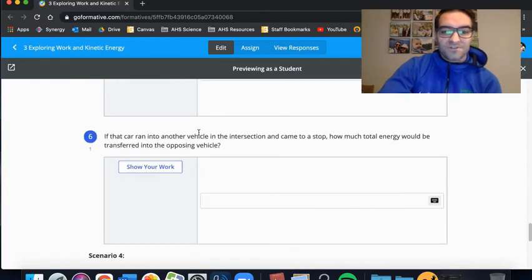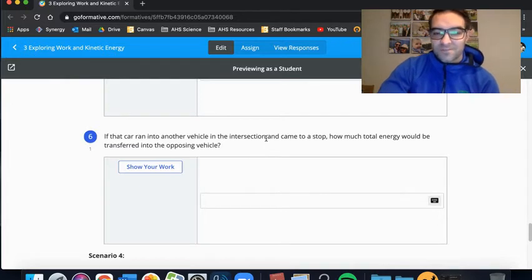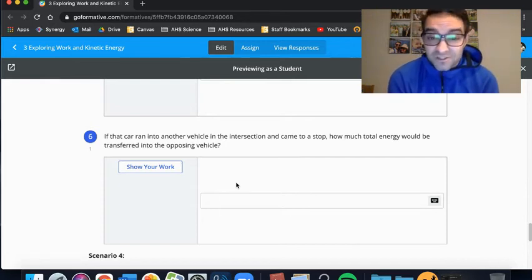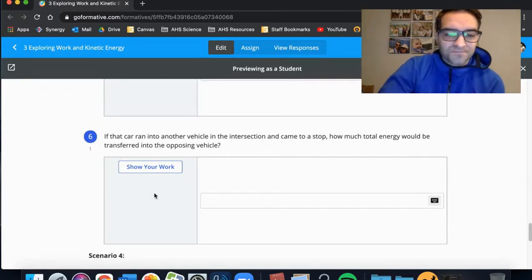If the car ran into another vehicle in the intersection and came to a stop, how much total energy would be transferred into the opposing vehicle? This really requires you to think back to our previous activities and assignments on energy transfer. My hint to you would be energy within a system. What does the total energy in a system look like? So think about that as you look to answer this.